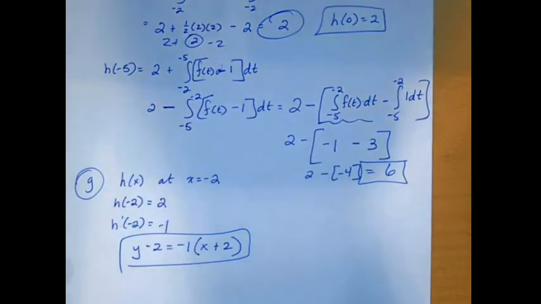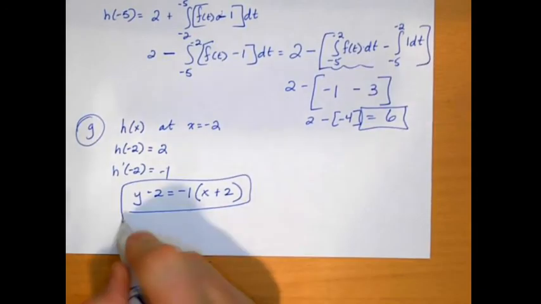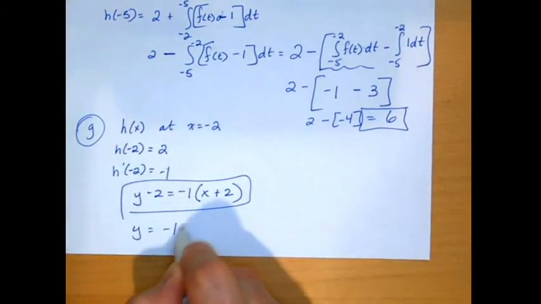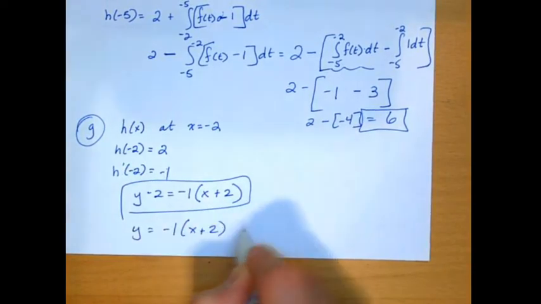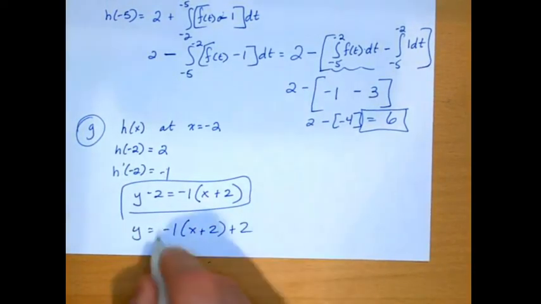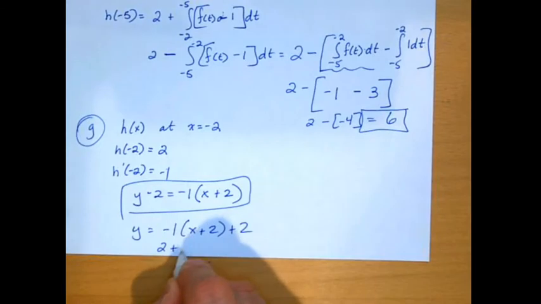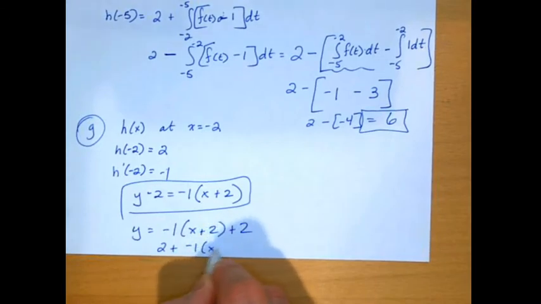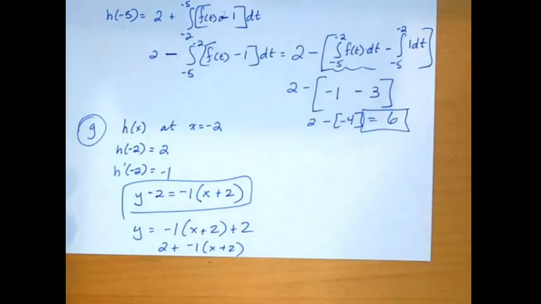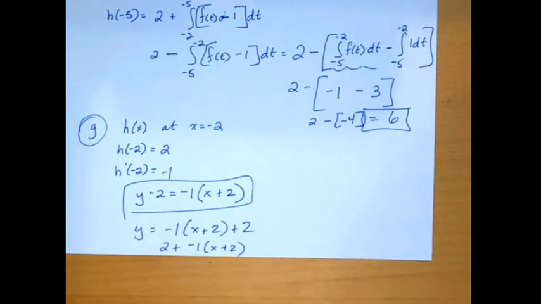If you wanted to clean that up a little bit, you could go negative 1 times x plus 2, plus 2. Sometimes you'll see it as this, 2 plus a negative 1 times x plus 2. That's another way to look at it. I would just leave it like that because that is an equation of the tangent line.